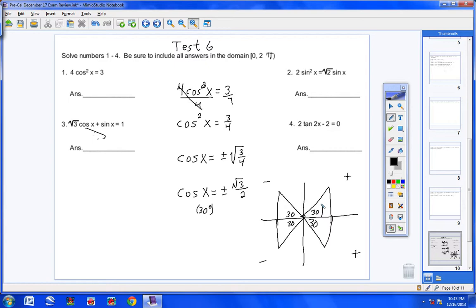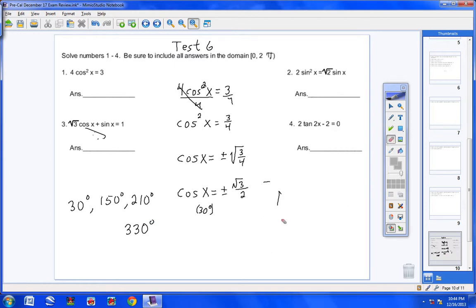So I start here and rotate to the first hypotenuse, and that's going to be 30 degrees. So there's one answer. Then I rotate to my next hypotenuse, and that gives me 150 degrees. Then I rotate to my next hypotenuse right here, and that would be 210 degrees. And then I would rotate to my last hypotenuse right here, and that would be 330 degrees. So all four of these answers are necessary to solve this equation.